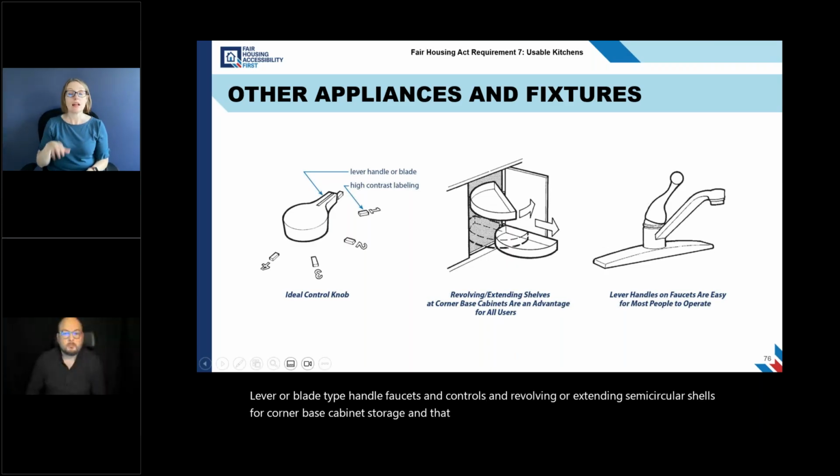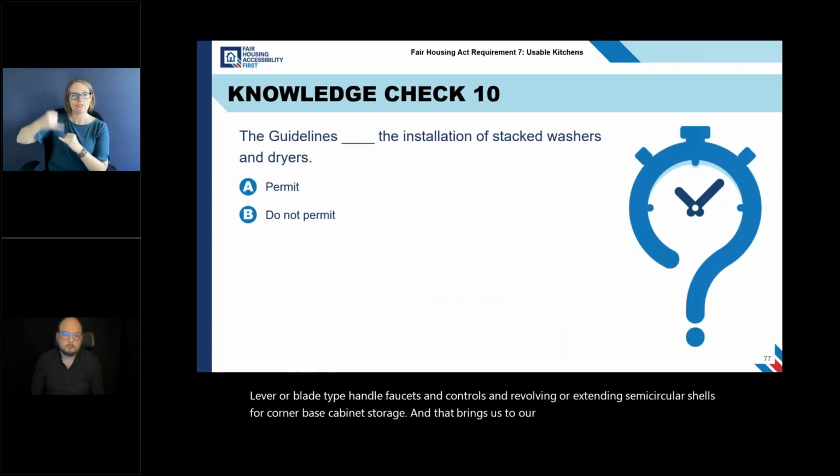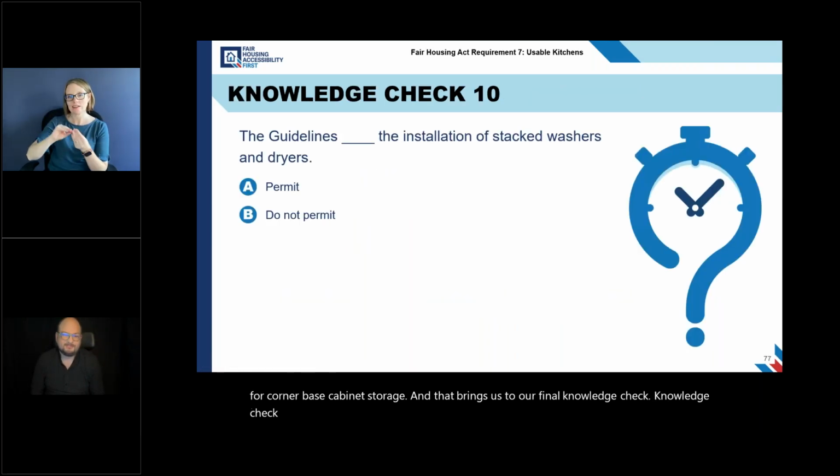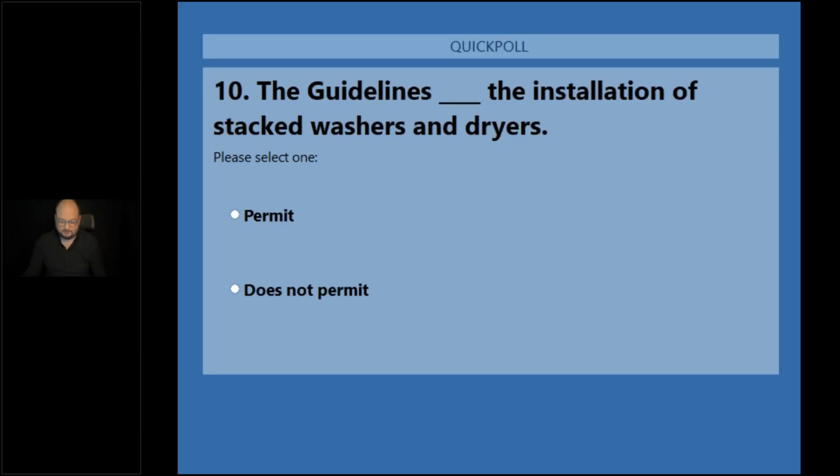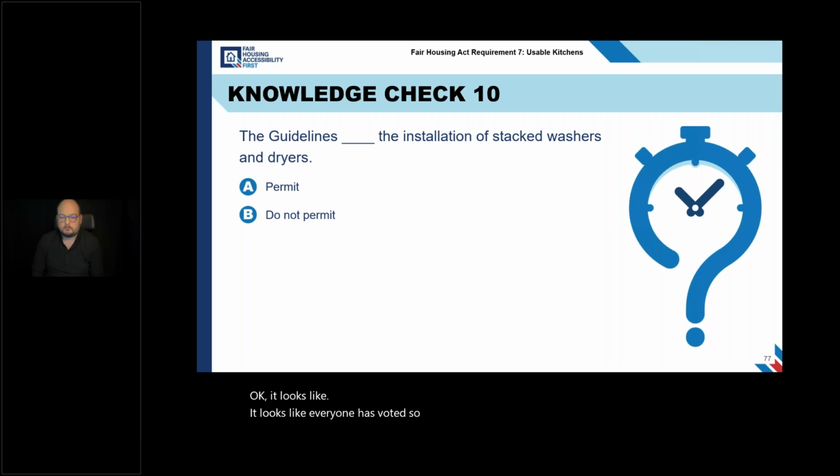And that brings us to our final knowledge check. Knowledge check 10 reads, the guidelines blank the installation of stacked washers and dryers. The first answer choice is permit, and the second answer choice is do not permit. Okay, it looks like everyone has voted. So I'm going to close this poll.